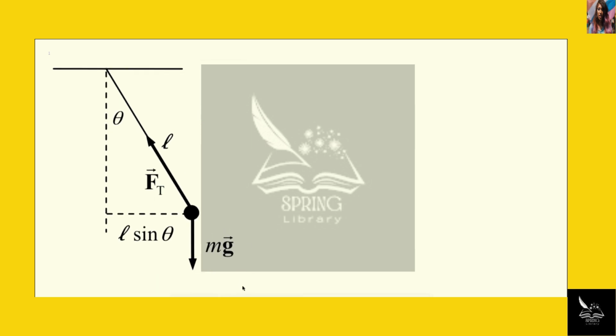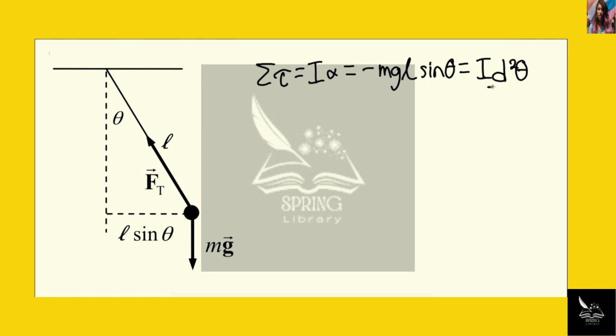And so we can first say that the sum of the torque, the net torque, would be equal to the moment of inertia times the angular acceleration. This would be equal to minus mgl sine of theta, and this would be equal to I, the moment of inertia, times the second derivative of the angular displacement with respect to time. So that's simply just the definition of the angular acceleration.